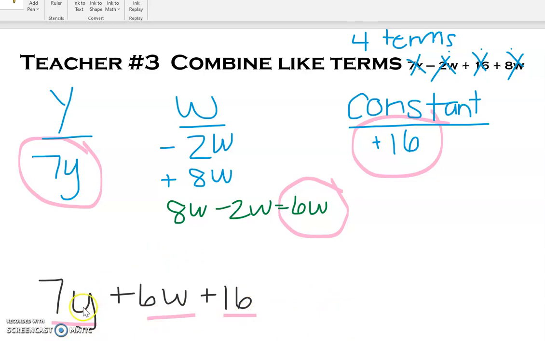Okay, please be careful. I don't want to combine things that have different letters, so I am not going to add 7 plus 6 plus 16 because they all represent different parts of my expression.